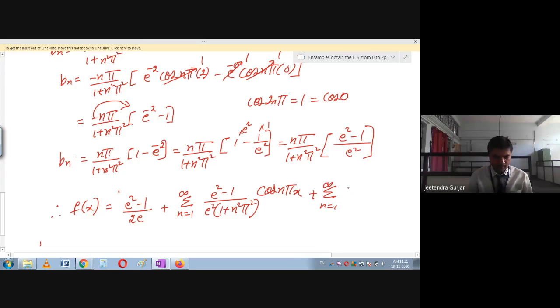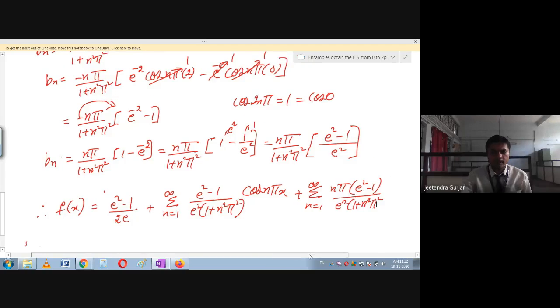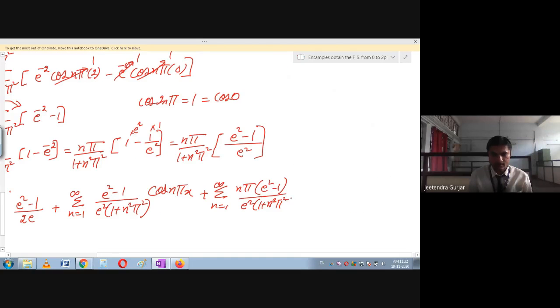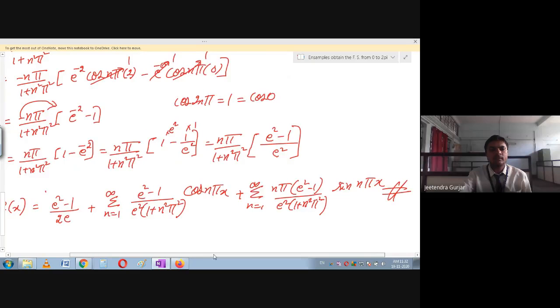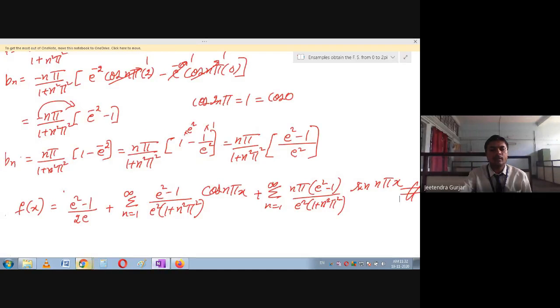Now I am going to substitute bn here. What is bn here, students? It is n pi times e raised to 2 minus 1 upon e raised to 2 times 1 plus n square pi square, into sin n pi x. This is our Fourier series. Is it clear, students? If you have any doubt, please ask me.